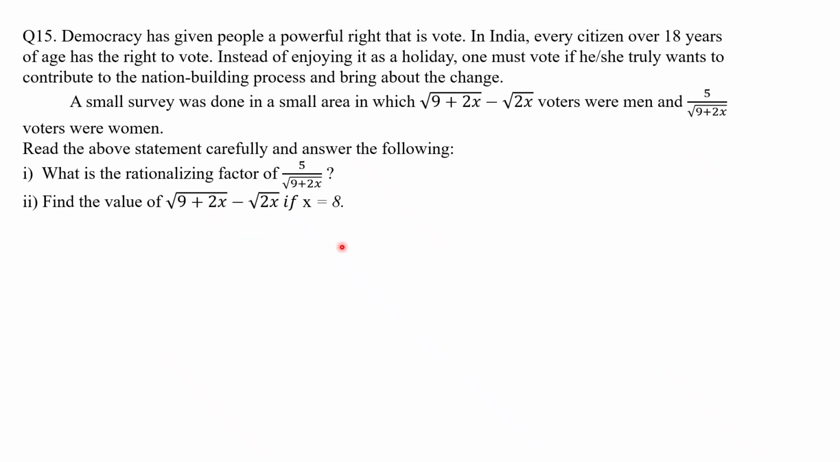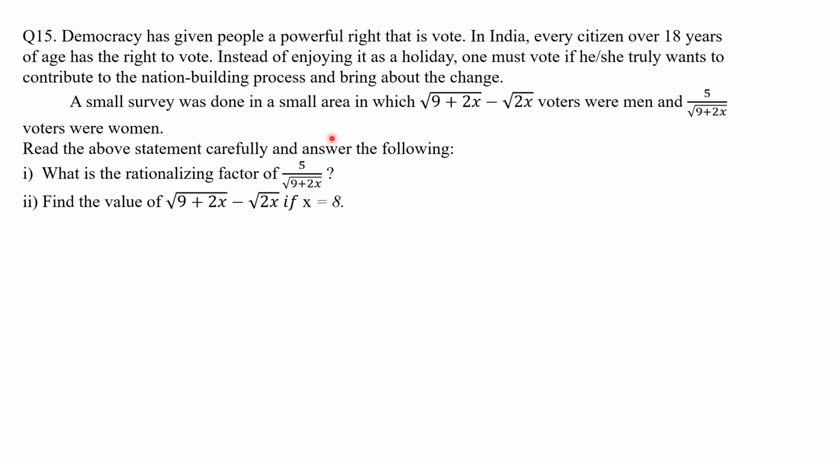Question number 15, which is a case study question. Here it is given: democracy has given people a powerful right, that is vote. In India, every citizen over 18 years of age has the right to vote. Instead of enjoying it as a holiday, one must vote if he or she truly wants to contribute to the nation building process and bring about the change. This is really important. If you are a citizen having 18 years of age, you should vote.